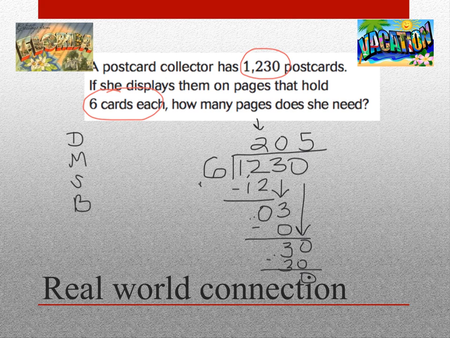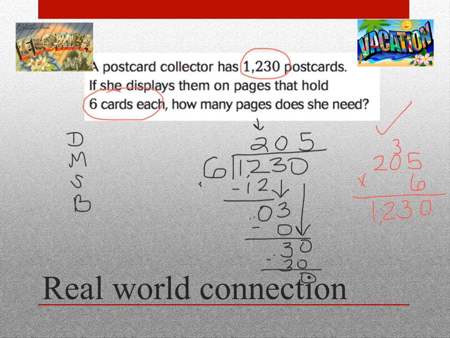First, you take that quotient. Remember, I told you vocabulary was going to be important. In this case, our quotient is 205. You're going to multiply it by the divisor. Here, our divisor was 6. 6 times 5 is 30. 6 times 0 is 0, plus 3 is 3. 6 times 2 is 12.